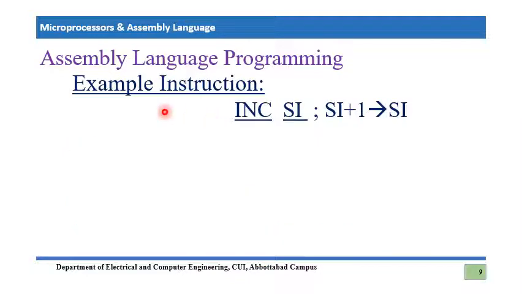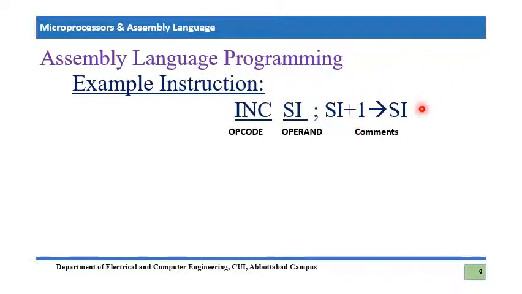Here is another instruction, which is increment SI. Remember, SI is one of the index registers, the source index. Increment is the opcode here, which tells the microprocessor that it needs to increment. Increment means addition of 1. Then SI is the operand part, which tells us that this is the thing you need to increment. This is your data, and this is our comment, because it is written after the semicolon. Everything coming after the semicolon is your comment. It clearly explains that SI plus 1 will go into SI.